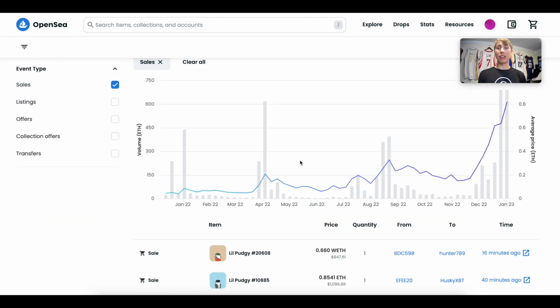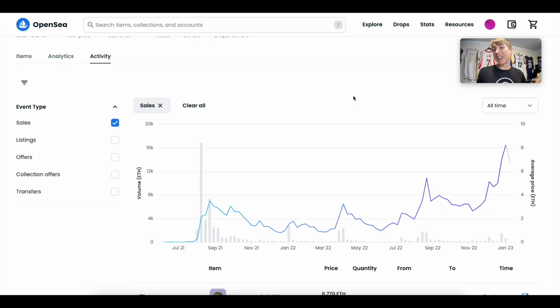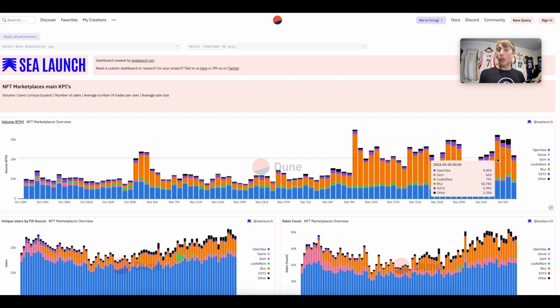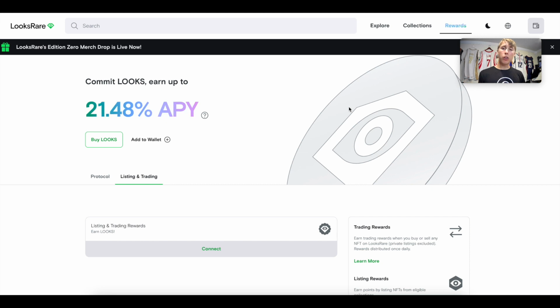If you take a look at Lil Pudgy's, these things already did a 4x. And taking a look at the regular Pudgy Penguins, these things already did a 4x. And if you look at the data on NFTs, you can see it's starting to trend up and to the right. But if you're like me, you might not be a pro at NFTs. Here are a couple of different protocols you guys can look at that are actually the picks and the shovels to the NFT game. The first one is Looks Rare.